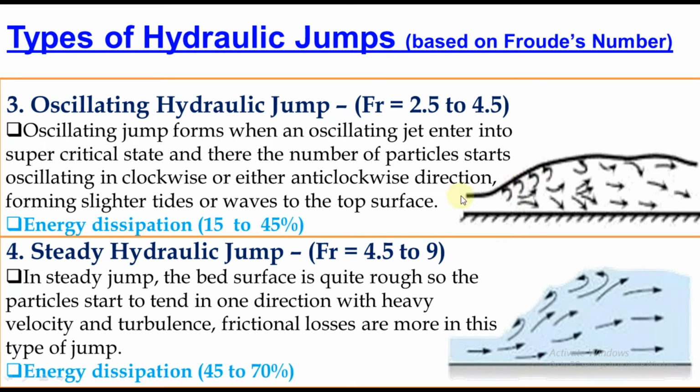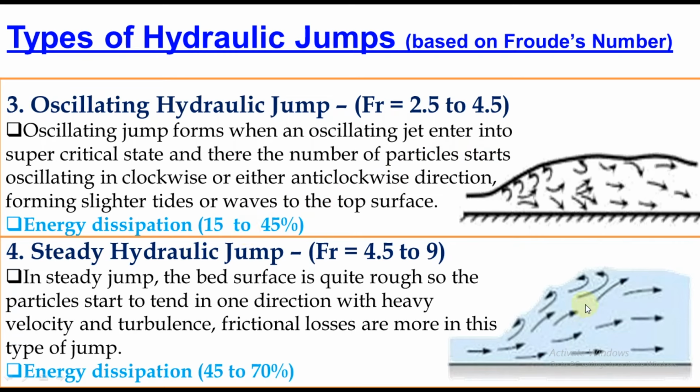So whenever an oscillating jet of water or water having smaller depth comes into the zone and gets converted into supercritical flow, some oscillation takes place at this particular location. There is greater turbulence, and obviously a small reverse flow takes place in this jump. Those oscillations may be clockwise or anti-clockwise, and obviously they are much more unstable than the weak jump. The range of Froude number is between 2.5 and 4.5 for the oscillating hydraulic jump, and energy losses are much greater compared to the weak jump, between 15 and 45%.